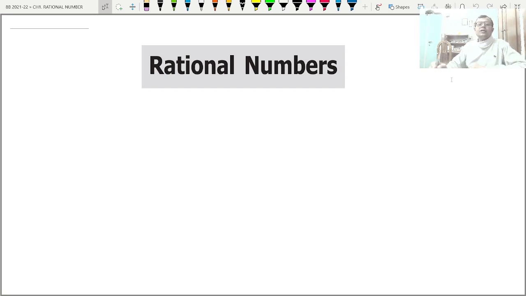So today we will learn rational numbers. Okay. Well, what is a rational number? What is the need of rational numbers? Okay. First, let us see one equation.